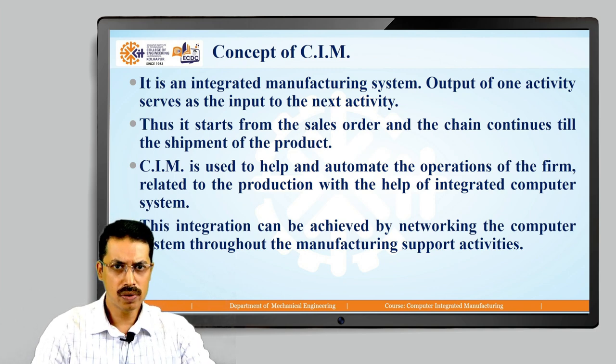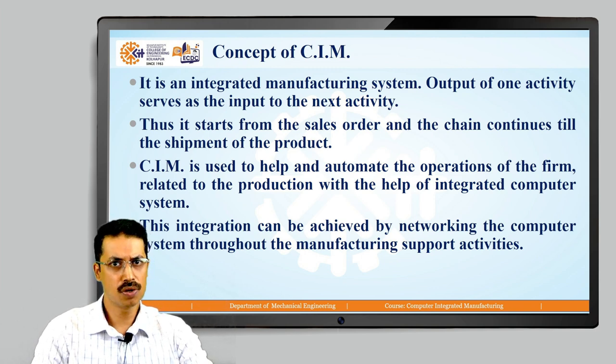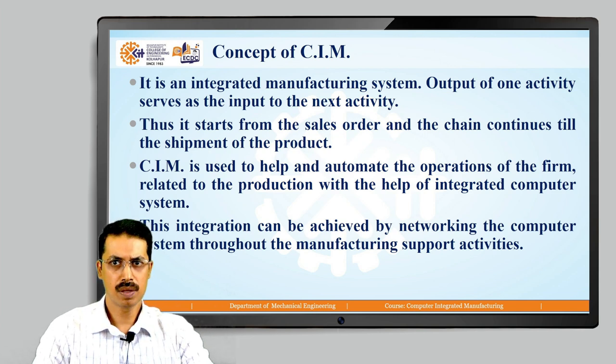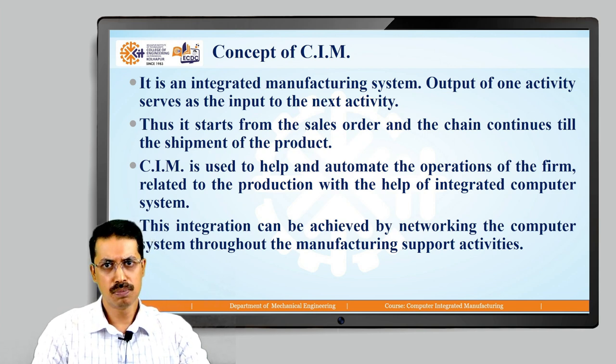So, first we will discuss the concept of the Computer Integrated Manufacturing System, meaning what you mean by the CIM. It is an integrated manufacturing system. The output of one activity serves as the input to the next activity. So, it is a continuous process or a chain process. Thus it starts from the sales order and the chain continues till the shipment of the product.